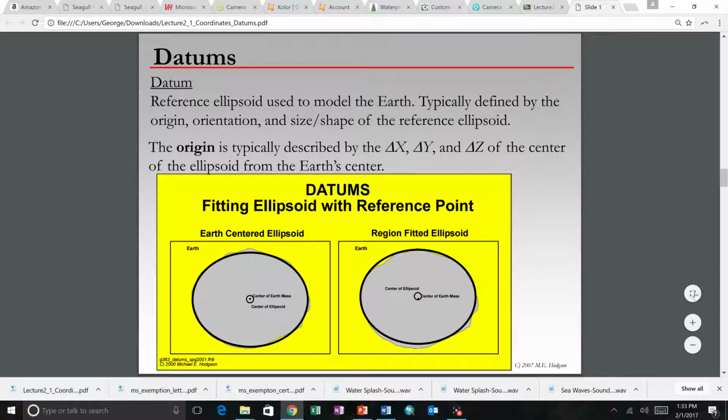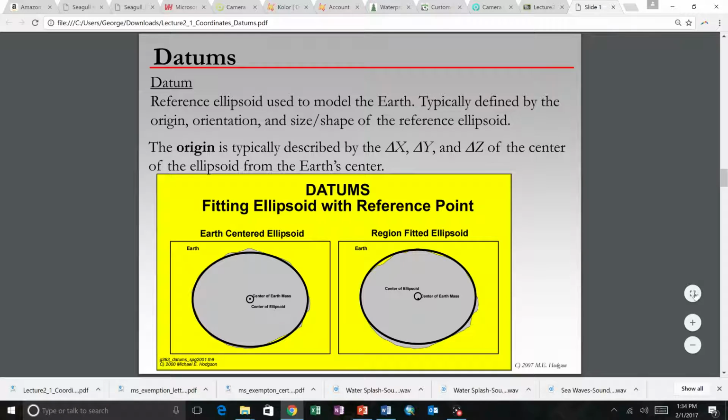Okay, so here's an example. This ellipsoid is designed to fit the entire Earth. Okay? This ellipsoid is designed to fit a specific region. I don't know which specific region, maybe like right here. It fits the Earth area very well, but it has a problem right there. A problem right there. Okay.